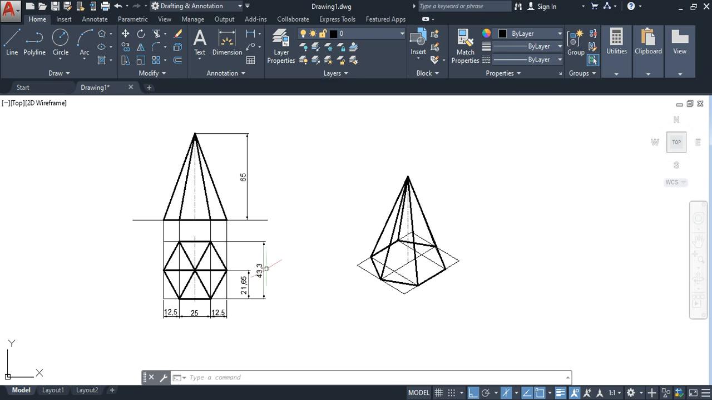And friends, if you observe here, these are not required. These we have taken for construction purposes. So you can remove them if you want. So this is the way to draw the isometric view of a hexagonal pyramid for the given conditions.